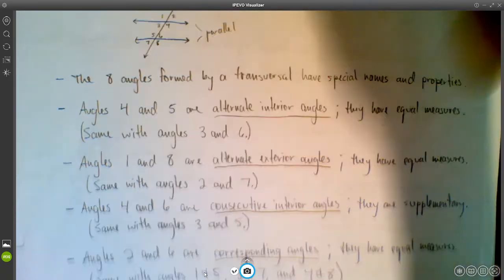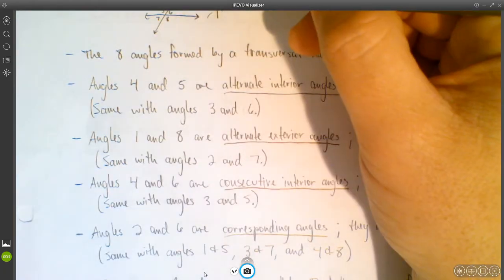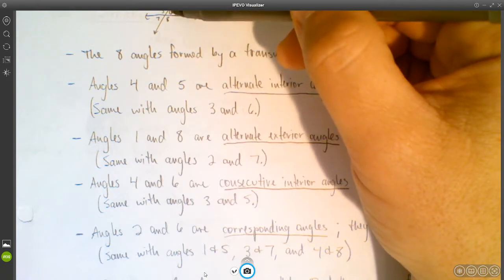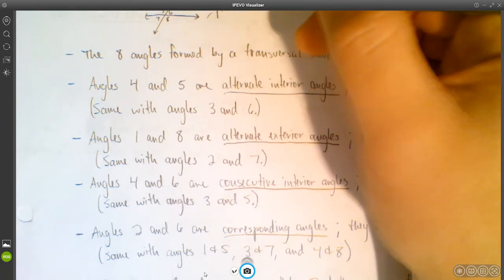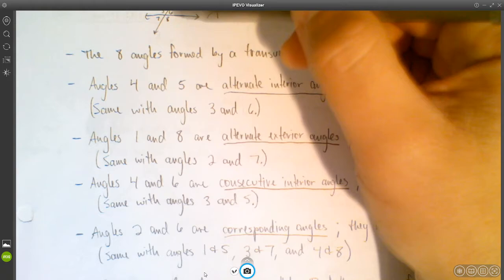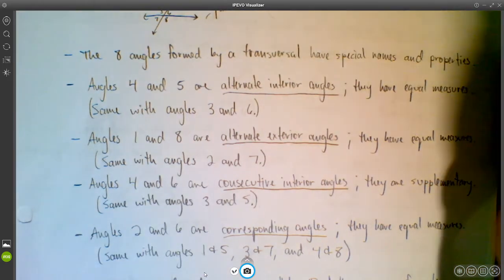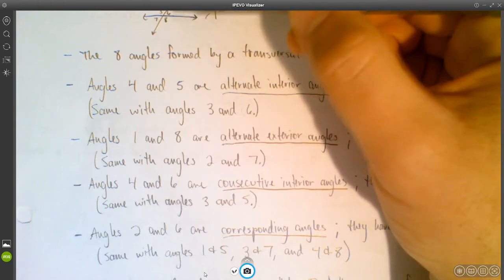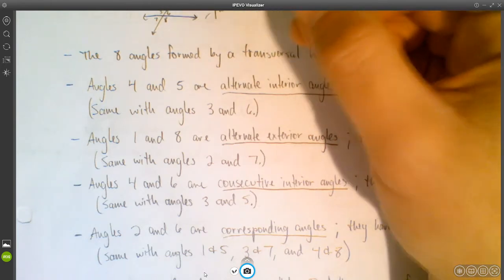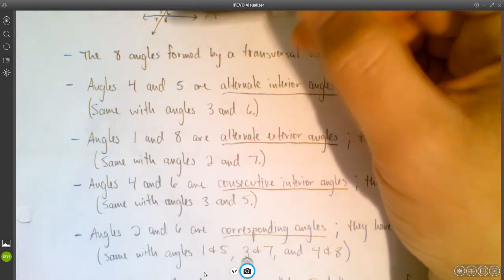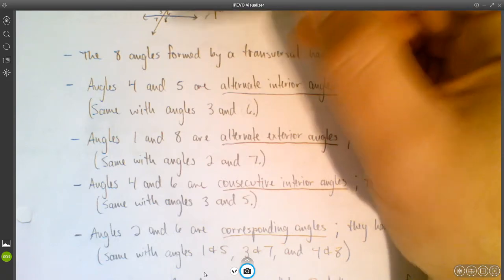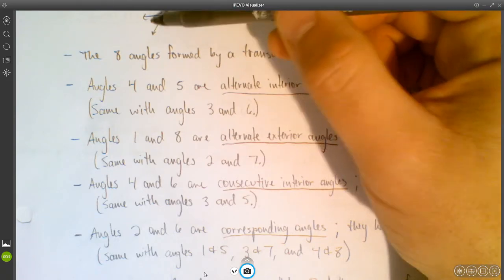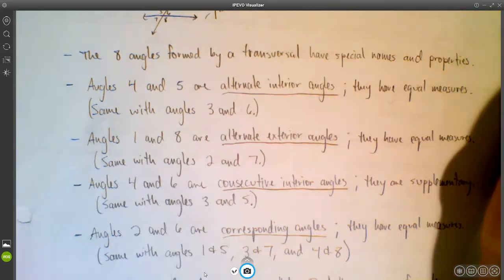One last set of definitions. Angle 2 and angle 6 are called corresponding angles. Corresponding angles have the same measure. So angle 2 is the same as angle 6. 1 and 5 are corresponding angles, so those have the same measure. 4 and 8 are corresponding, so they have the same measure. 3 and 7 are corresponding, so they have the same measure.